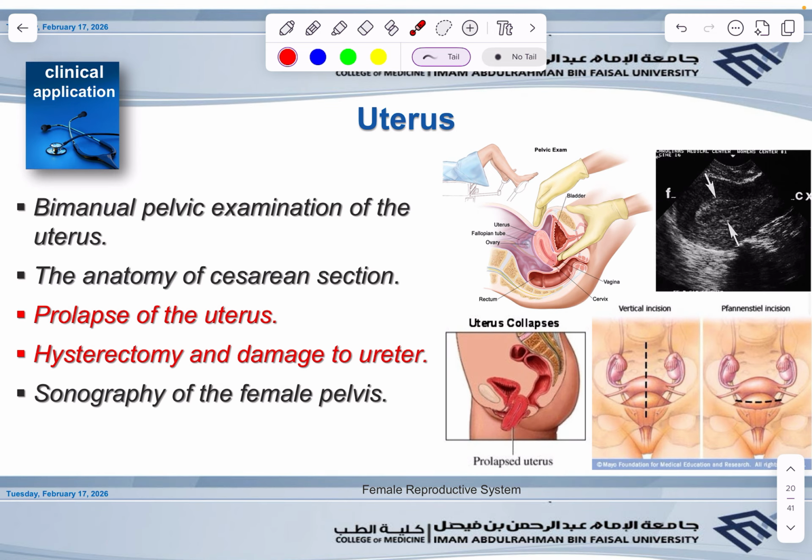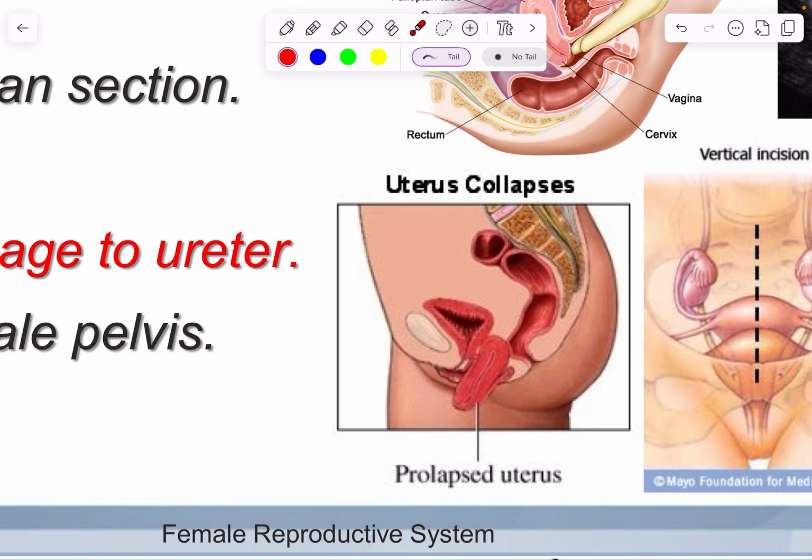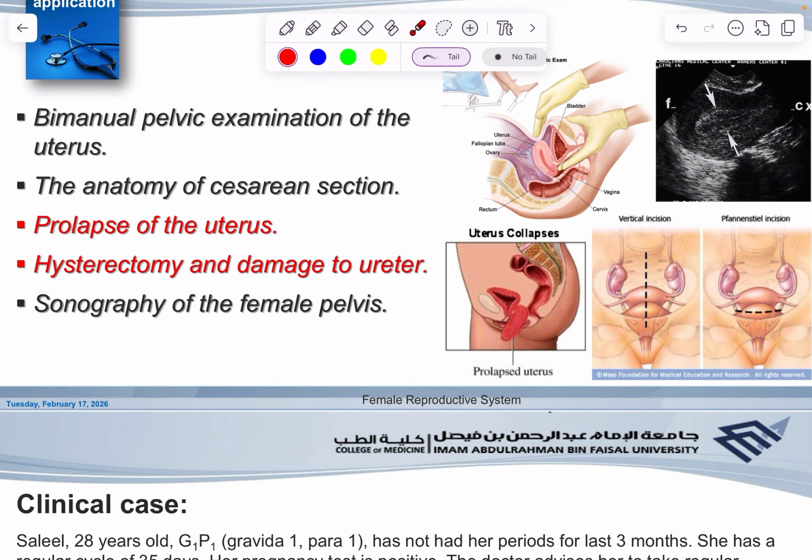بالنسبة clinical applications and a bimanual pelvic examination of the uterus, which is where you use both hands to examine the uterus. بعدين عندنا anatomy of the C-section, prolapse of the uterus. When there isn't enough support of the uterus ممكن إنه it becomes prolapsed. It's مثلا if we have a defect in the ligaments, in the perineal body, or even in the levator ani muscles. وبعدين عندنا hysterectomy and how it can damage the ureter because زي ما قلنا the ureter is closely related to the uterus. وبرضو عندنا sonography of the female pelvis.